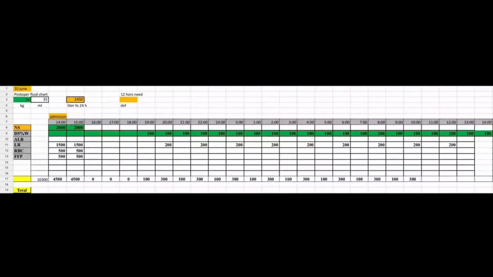Okay, so for the post-operative fluid chart, starting from 2 p.m. and 3 p.m., the patient is given 2,000 ml of normal saline, 1,500 ml of Ringer's lactate, 500 ml of RBCs, and 500 ml of FFP, each for 2 p.m. and 3 p.m. And then starting from 7 p.m. until 2 p.m. the next day, the patient is given 100 ml of dextrose 5% water hourly, and then from 8 p.m. until 6 a.m. in the morning, the patient is given 200 ml of Ringer's lactate.